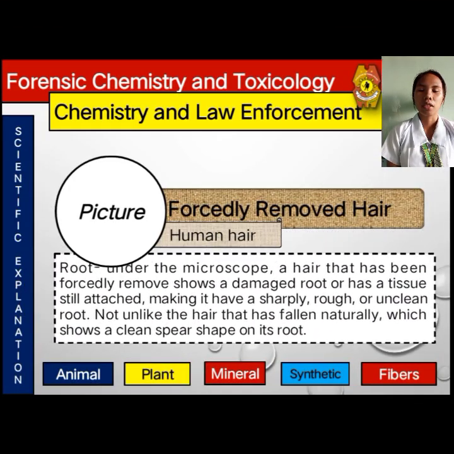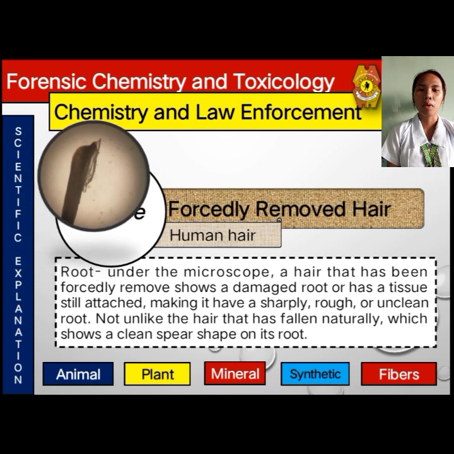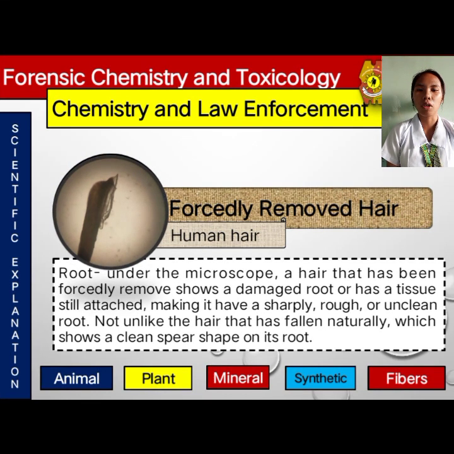Forcibly removed. The root. Under the microscope, a hair that has been forcibly removed shows a damaged root or has tissue still attached, making it have a sharp, rough, or unclean root. Unlike the hair that fell naturally, which shows a clean, spare shape on its root.